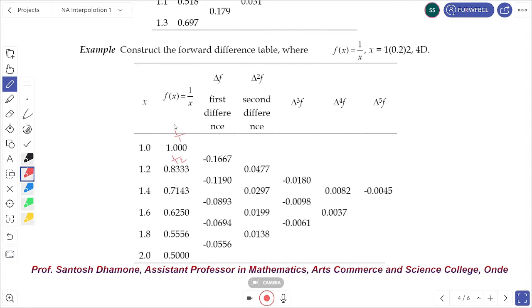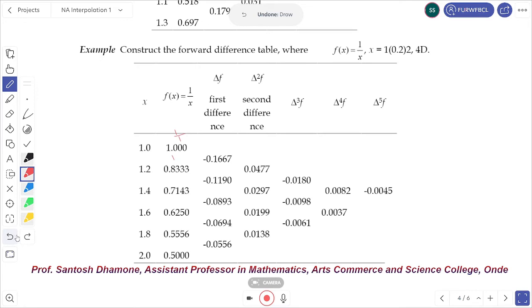Next value is calculated using this formula, f of x is equal to 1 upon x. Put x equal to 1.4, we get 1 upon 1.4 is equal to 0.7143. Next value is 1 upon 1.6 is equal to 0.6250. Next value is 1 upon 1.8 is equal to 0.5556. Next value is 1 upon 2 is equal to 0.500. Now these are the values of x and the values of y.